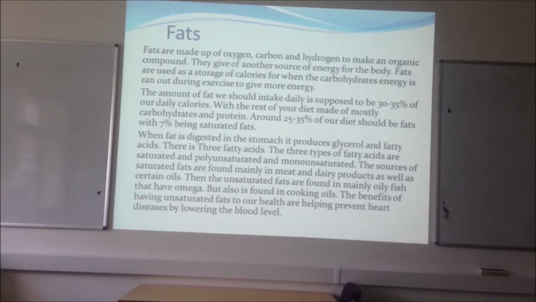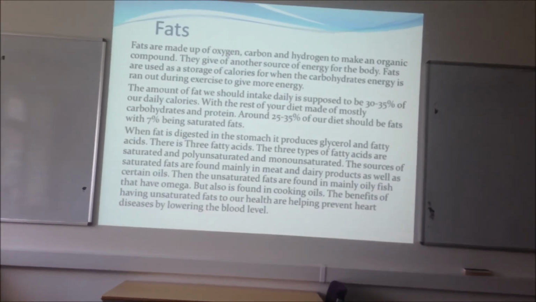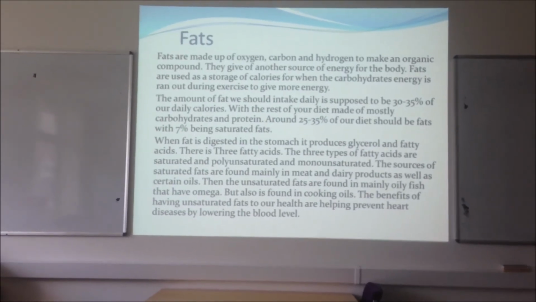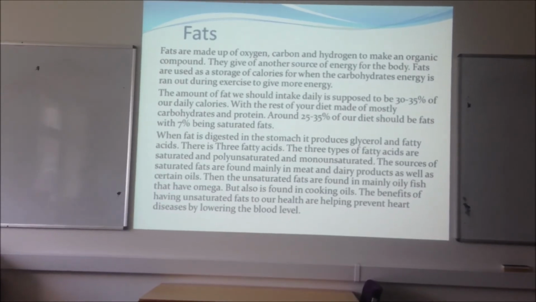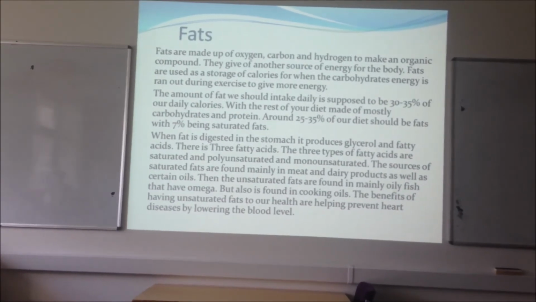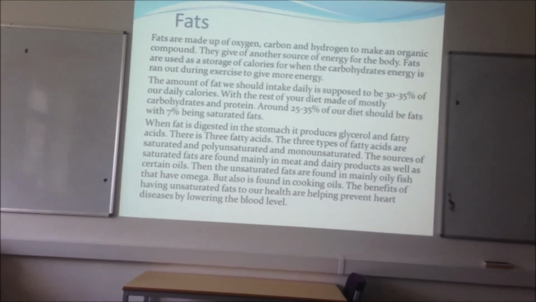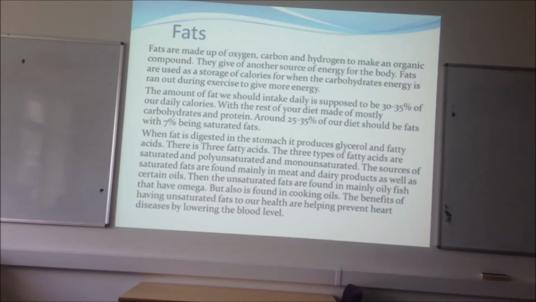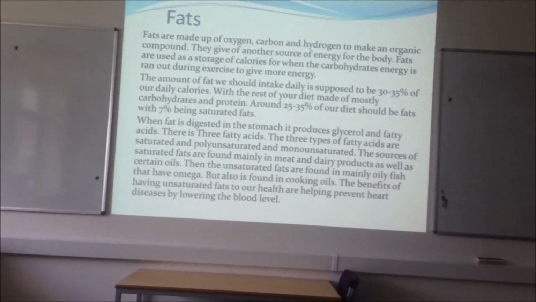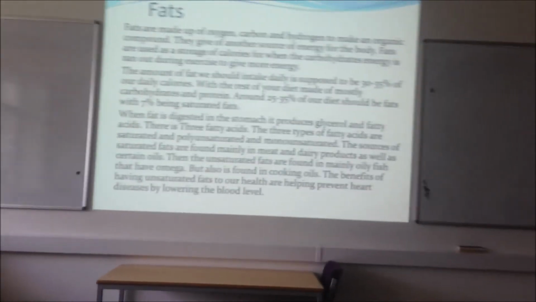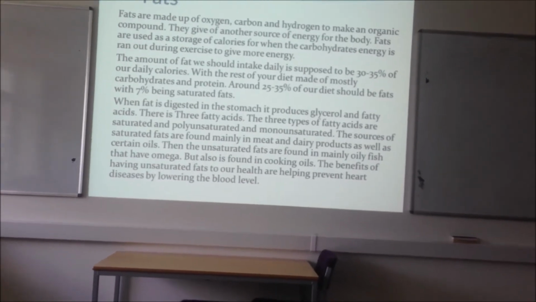When fat is digested in the stomach, it produces glycerol and fatty acids. There are 3 types of fatty acids: saturated, polyunsaturated, and monounsaturated. The sources of saturated fats are found mainly in meat and dairy products, as well as certain oils. Then the unsaturated fats are found in the oily fish that have omega, but are also found in cooking oils. The benefit of having unsaturated fats to our health is helping prevent heart disease by lowering blood cholesterol levels.